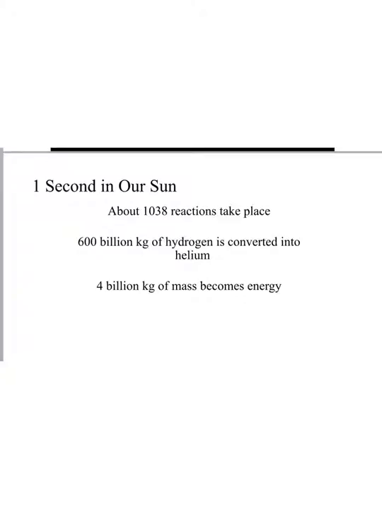So just for comparison, in 1 second of our sun, we have over 1,000 reactions that take place. 600 billion kilograms of hydrogen is converted to helium, and we have about 4 billion kilograms of mass that is then converted to energy. So this energy production is what overcomes that mass loss in the sun due to the solar wind.